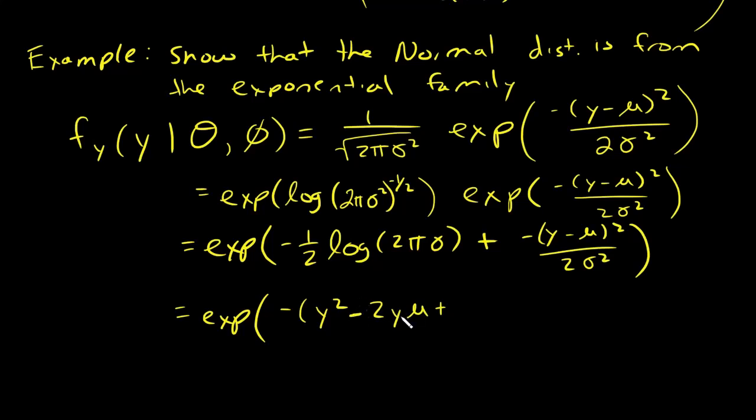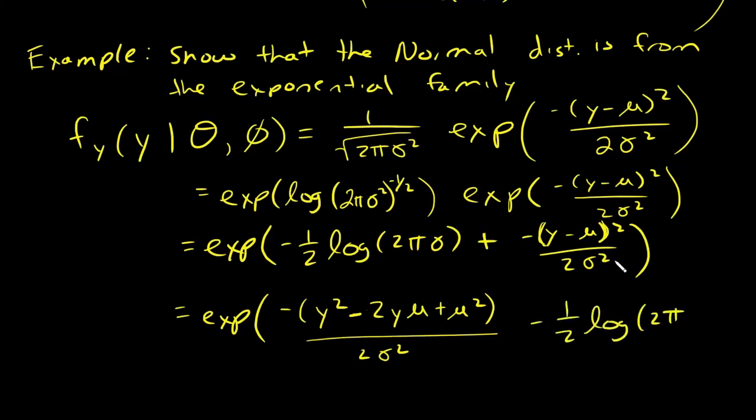Okay, minus 2yμ plus μ squared, right? So all I've done is I've squared this piece here, divided by 2σ squared. And then I'm going to put this piece in the back. So I've just rearranged that sum. Did I drop a square? Yeah. Okay.